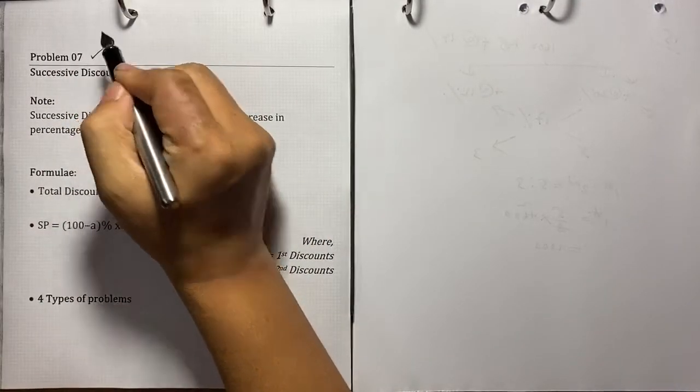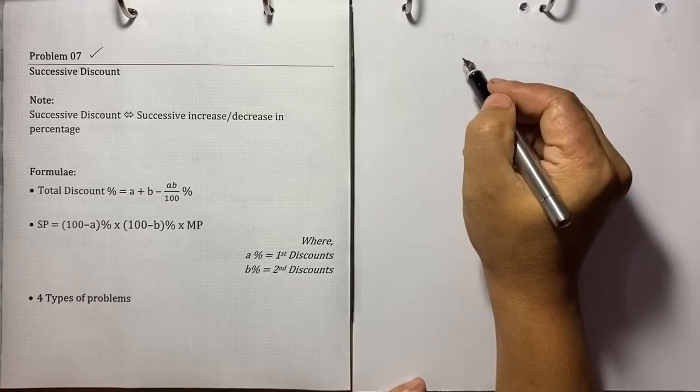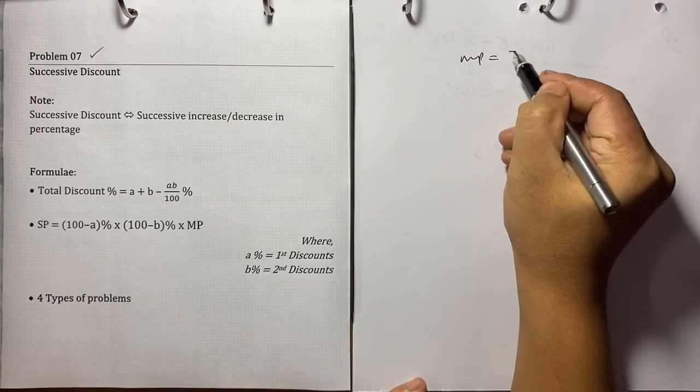Problem type 7, successive discount. Okay, for example, mark price equal to rupees 1000.